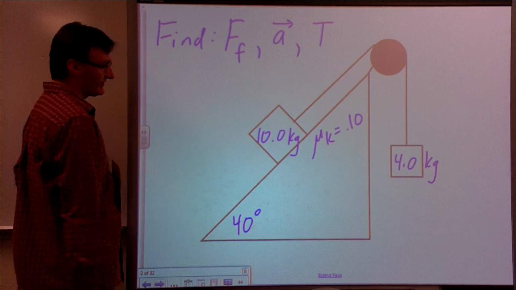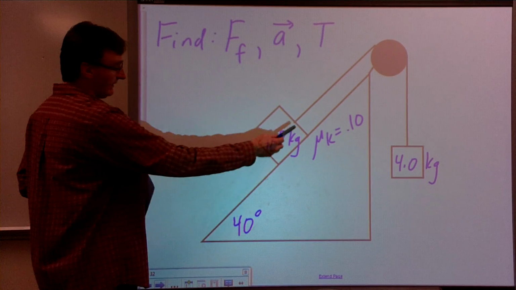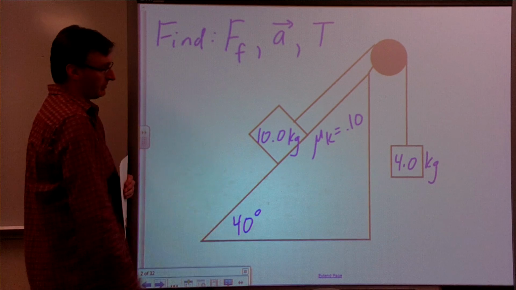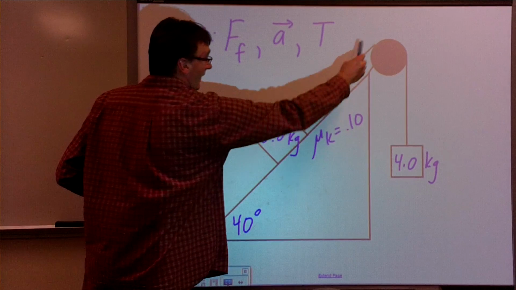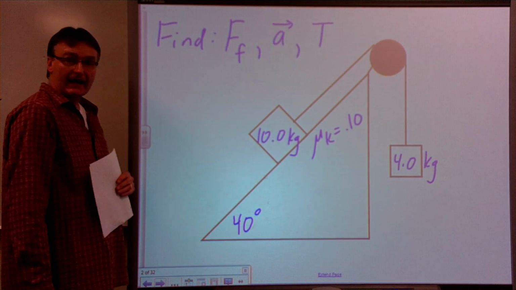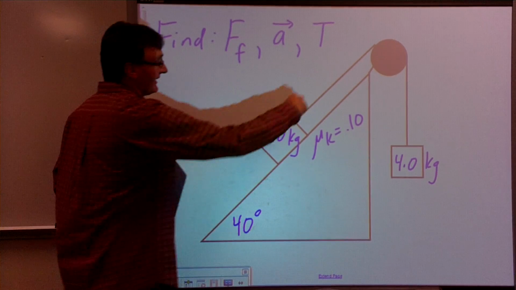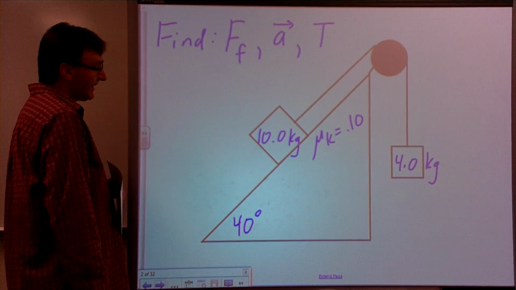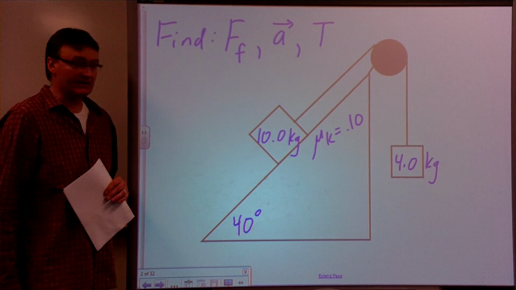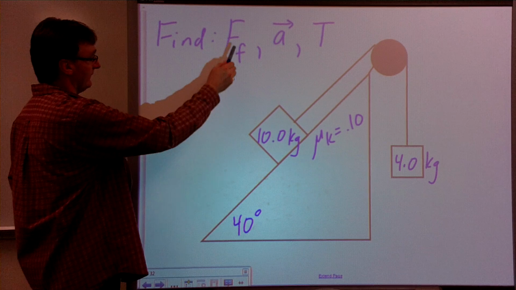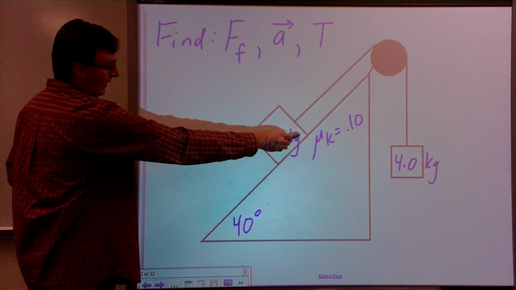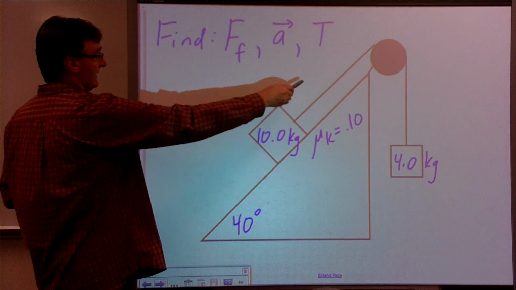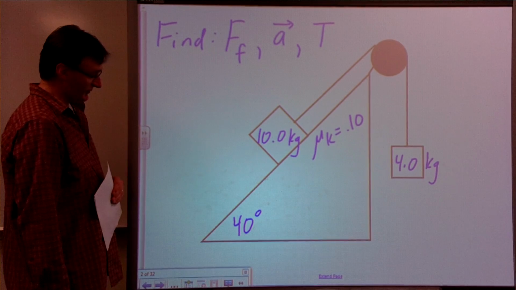In this case, as you can see, we've got our inclined plane here. We have one object that is sitting on the slope of the plane, and then we have another, through a pulley, that is attached by a string through the pulley to the other object. We need to analyze this kind of situation, and we need to find the force of friction on this object here, the acceleration of the system, and the tension in the string.